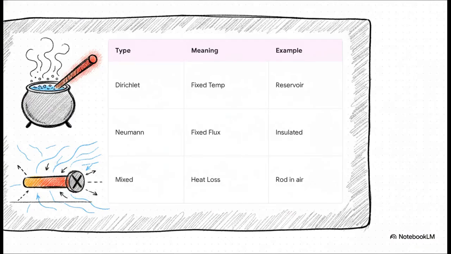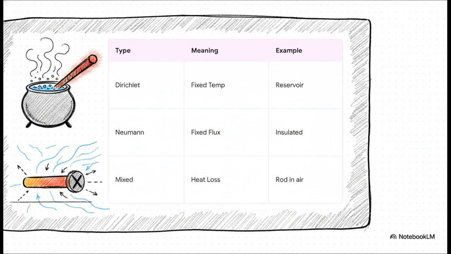To wield this numerical sword properly, we really have to teach the software how our physical system interacts with the outside world. And there are 3 main ways we define these boundaries. First up, we have Dirichlet boundary conditions. This is for when the temperature is rigidly fixed at the edge of your system, kind of like placing the end of a rod into an infinite heat reservoir, like boiling water.